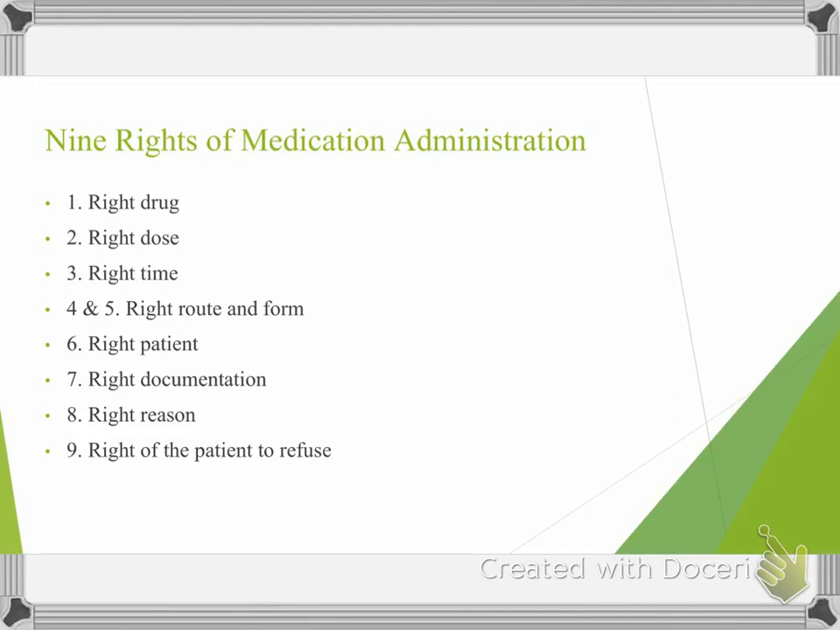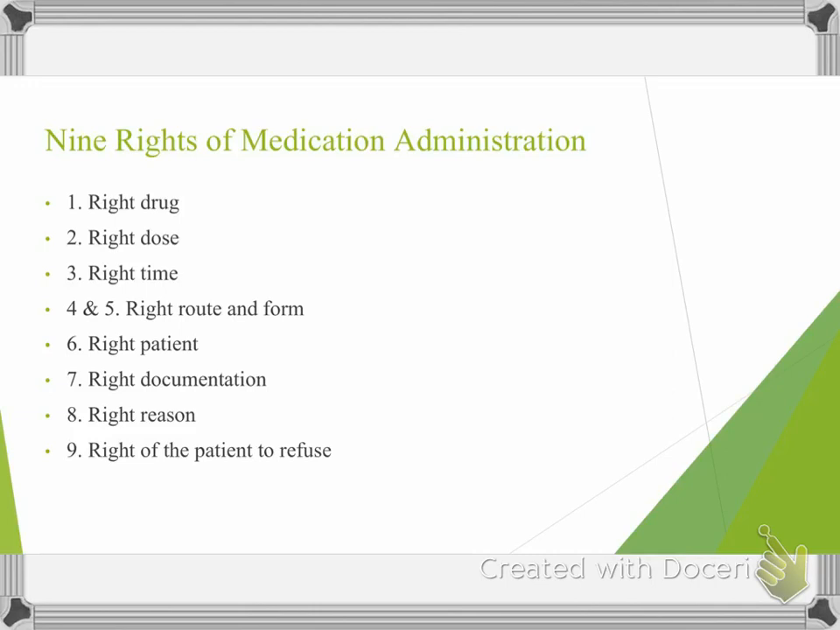The right time: when was their last dose? You need to make sure that it's a correct time. The right route and the right form. Enteral syringes should be amber syringes. Parenteral syringes should be clear. The right patient: you need 2 identifiers, name and date of birth. The right documentation: don't document the medication was given until it was done.